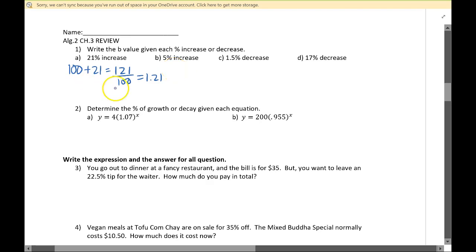And you may not need to do that math right there, so you may be able to just go ahead and say 1.05 would be our multiplier. Now on a decrease, it's going to be less than 1. So if you take 100% minus 1.5, we get 98.5%. If we divide that by 100, we get a multiplier of 0.985. So doing this, using the same idea for a 17% decrease, 100 minus 17 is 83, so the multiplier would be 0.83.